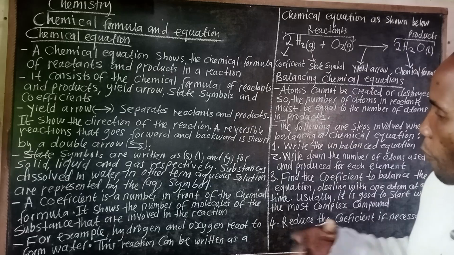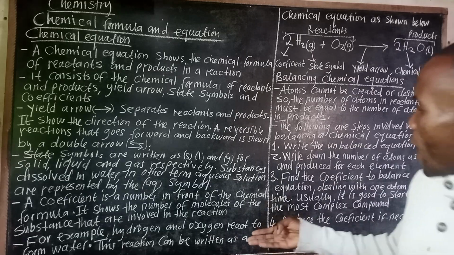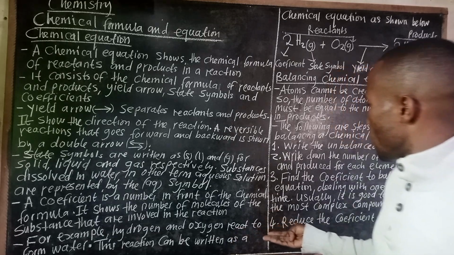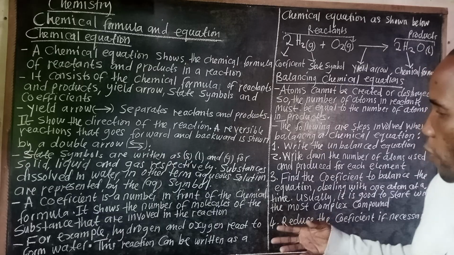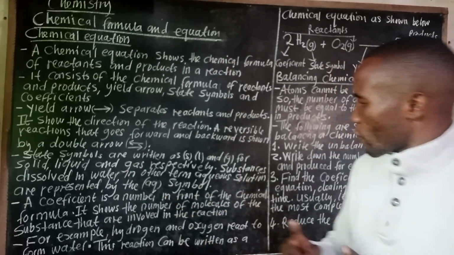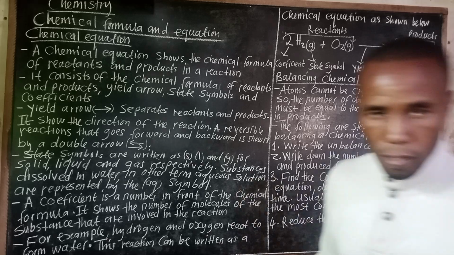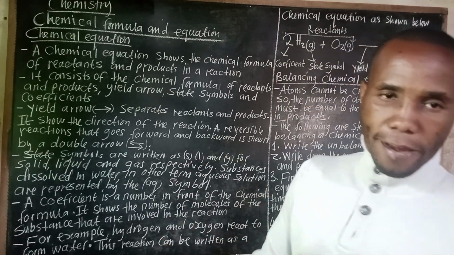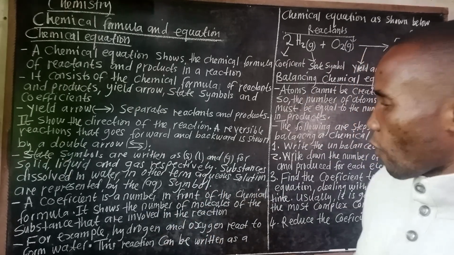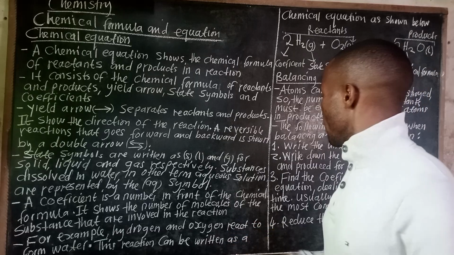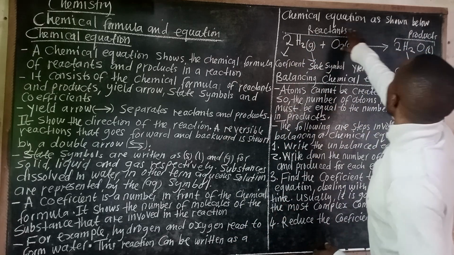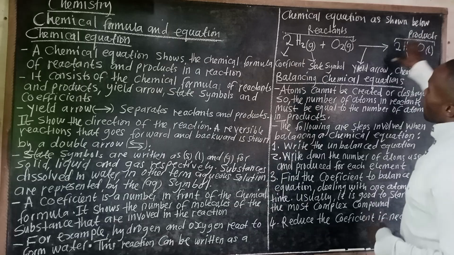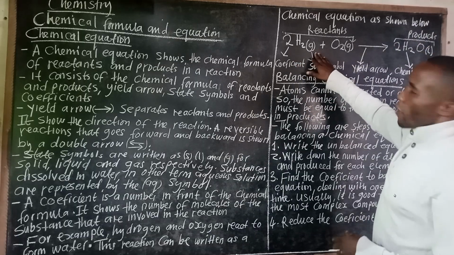Okay. So point 6, for example, hydrogen and oxygen react to form water. So hydrogen and oxygen react to form water, and that is true. When hydrogen and oxygen react, they form water. This reaction can be written as a chemical equation as shown below. So this is the one we are talking about.